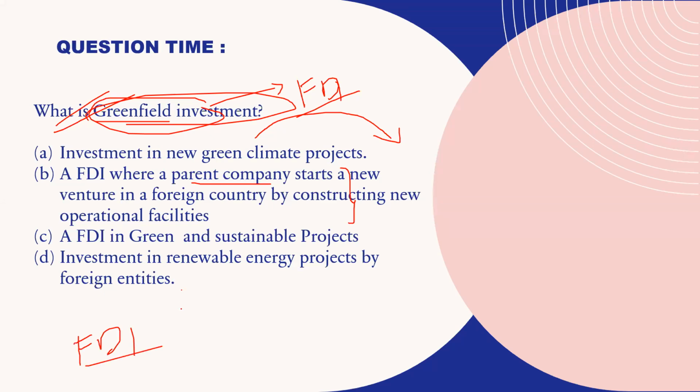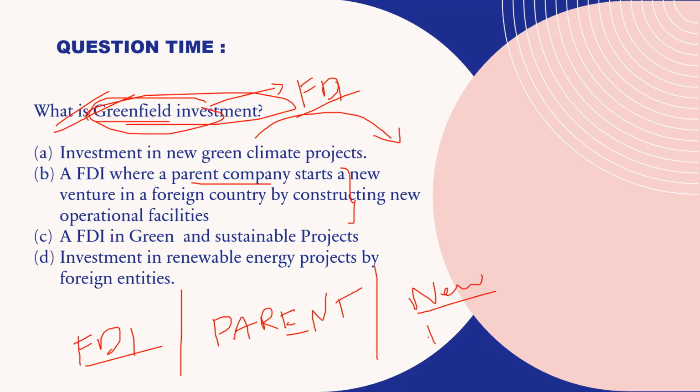Second is parent company, meaning somewhere there is another parent company. It will invest in a different, new investment in a new country, a foreign country. So in that way, you try to remember. When you want to explain the concept, even for the firms: FDI, parent, and new.